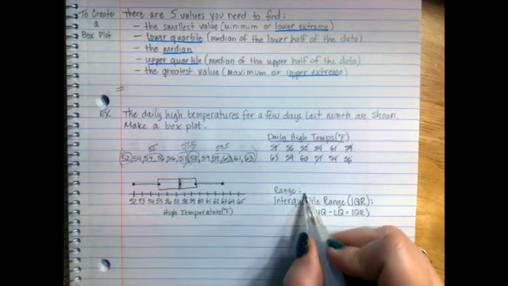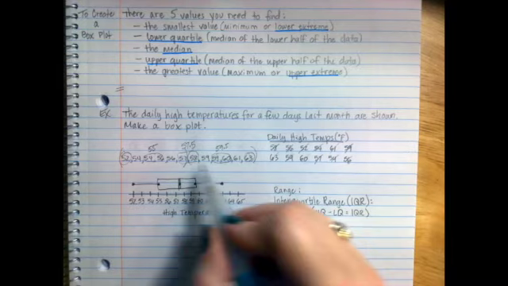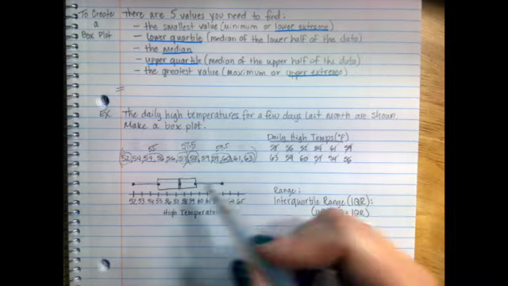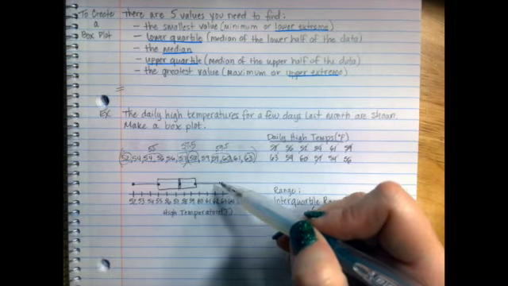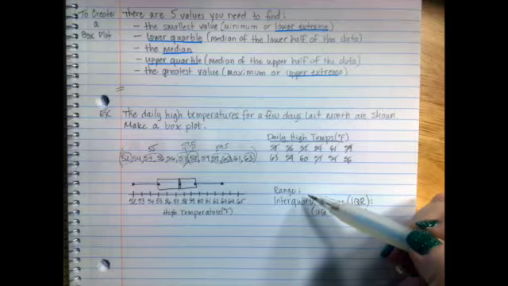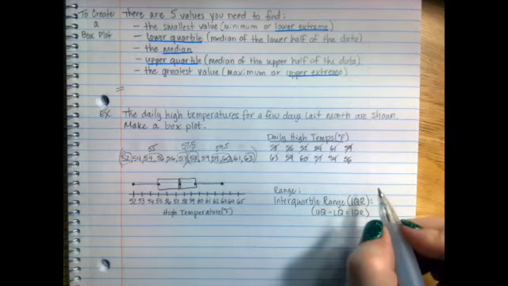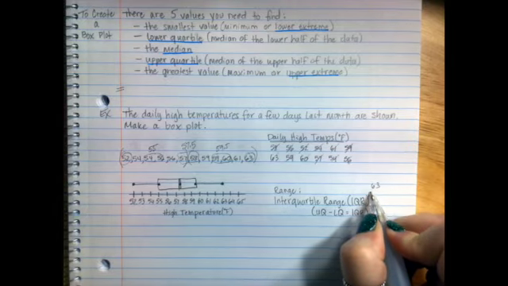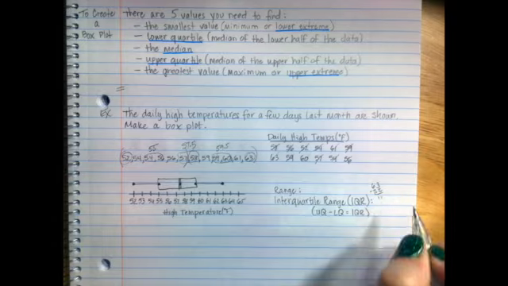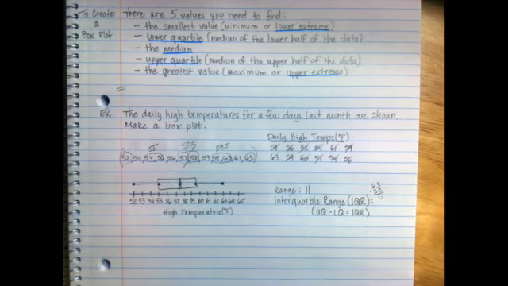I can now find the range. I can use the data up here very easily, or I can look at the plot, because sometimes you're only given a box and whisker plot and you have to pull the range. My lowest number is 52, my highest is 63. So I do 63 minus 52 and get 11. My range is 11.